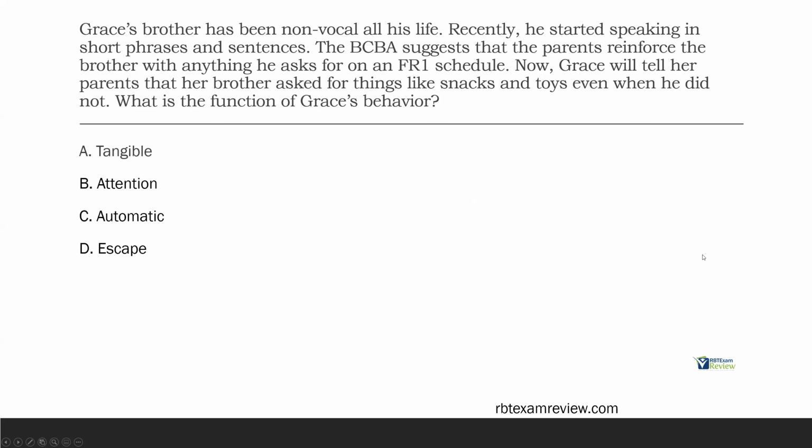Grace's brother has been non-vocal all his life. Recently, he started speaking in short phrases and sentences. The BCBA suggests that the parents reinforce the brother with anything he asks for on an FR1 schedule. Now, Grace will tell her parents that her brother asked for things like snacks and toys even when he did not. What is the function of Grace's behavior?